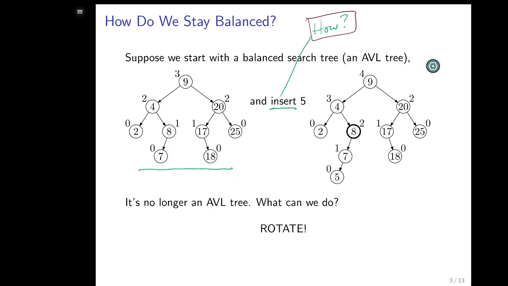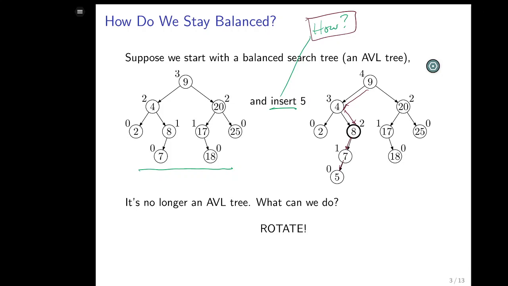What do we do? We just insert it like we do in a binary search tree, right? You give me a new key. I look at the key at the root, and I say 5 is smaller than 9, and I go this way. And 5 is larger than 4, and it goes this way. And 5 is smaller than 8, and it goes this way. 5 is smaller than 7, it goes here. It gets inserted as a leaf. That's what happens when you insert things into binary search trees.